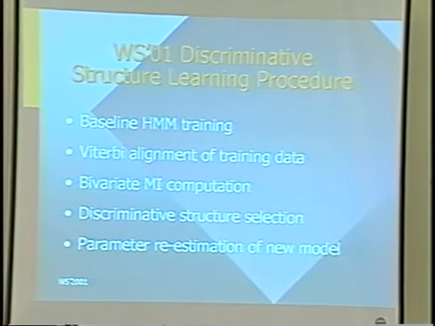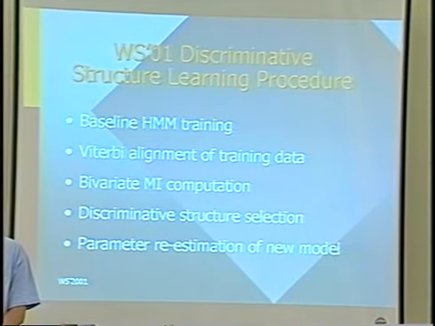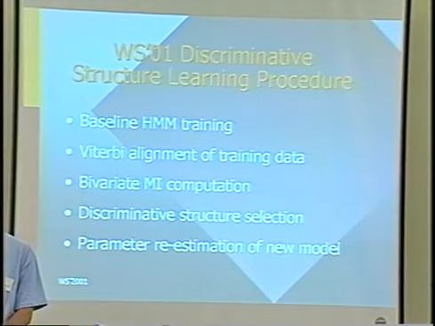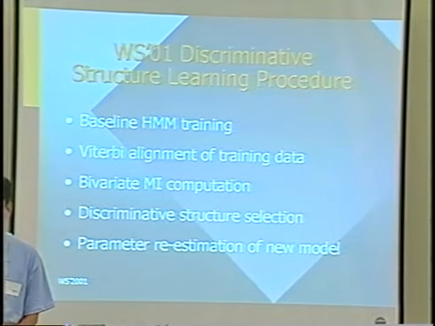First, we built a baseline HMM system. Then we performed Viterbi alignment of the training data. And based on that alignment, we performed bivariate mutual information computation. And then discriminative structure selection and some parameter estimation of the new model.